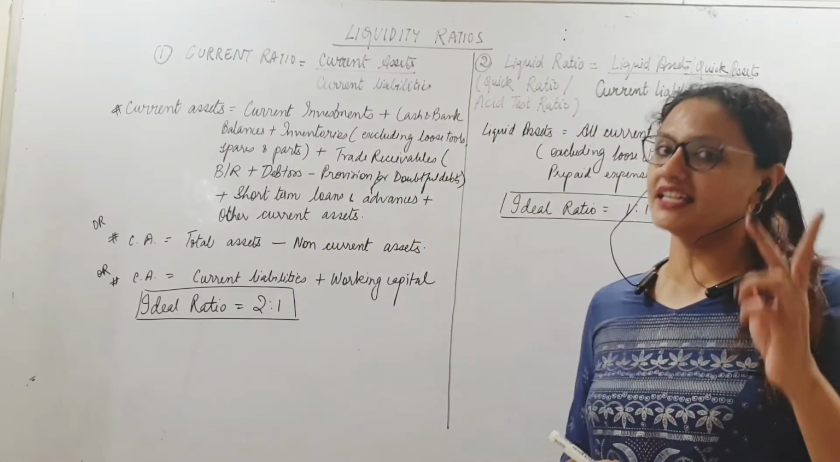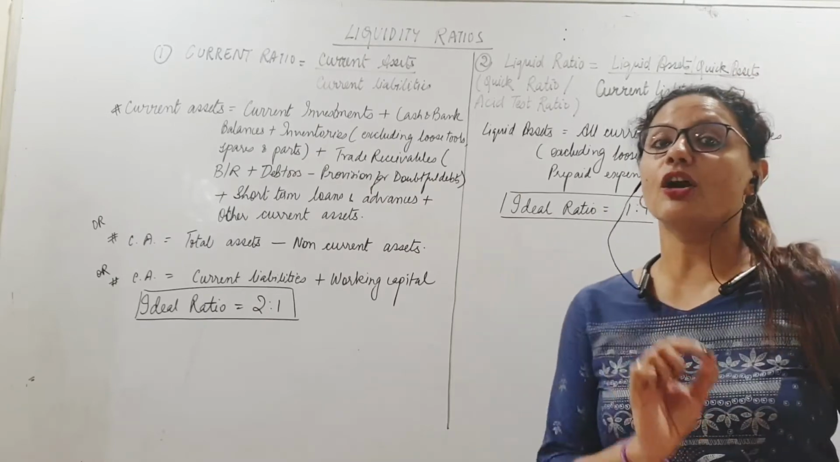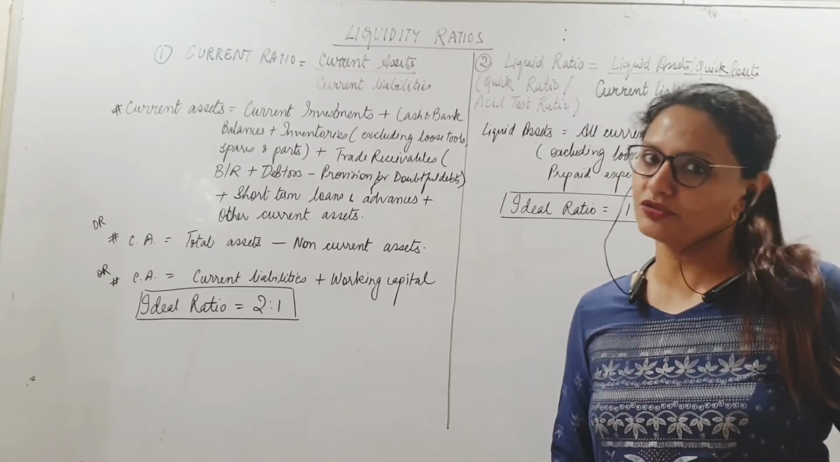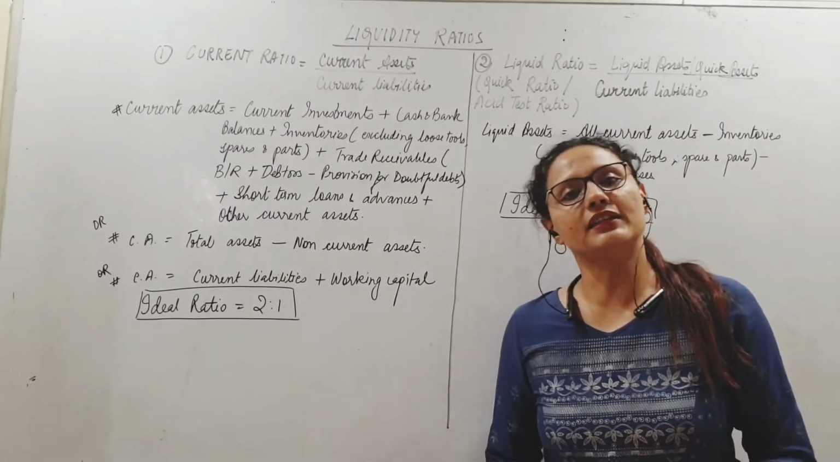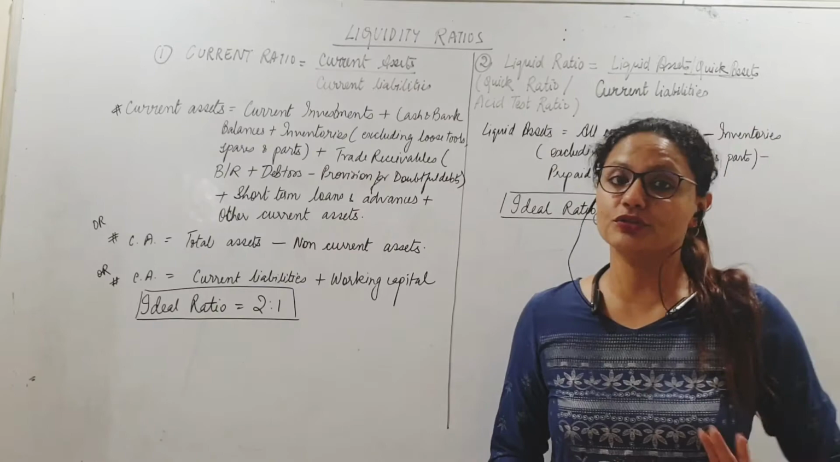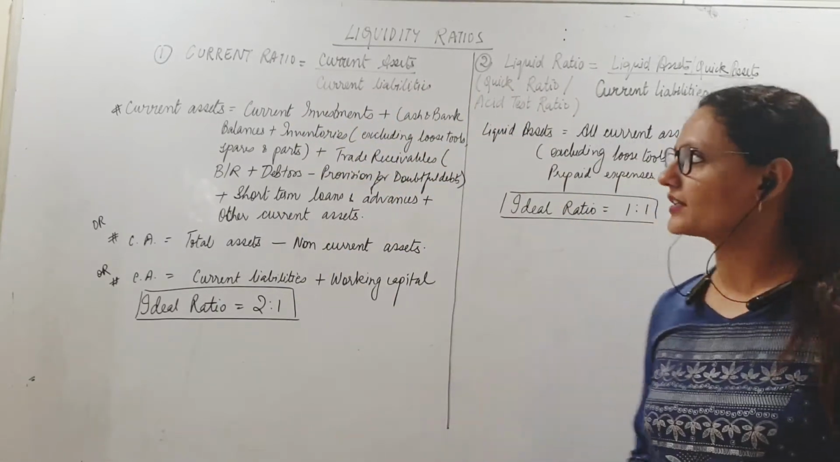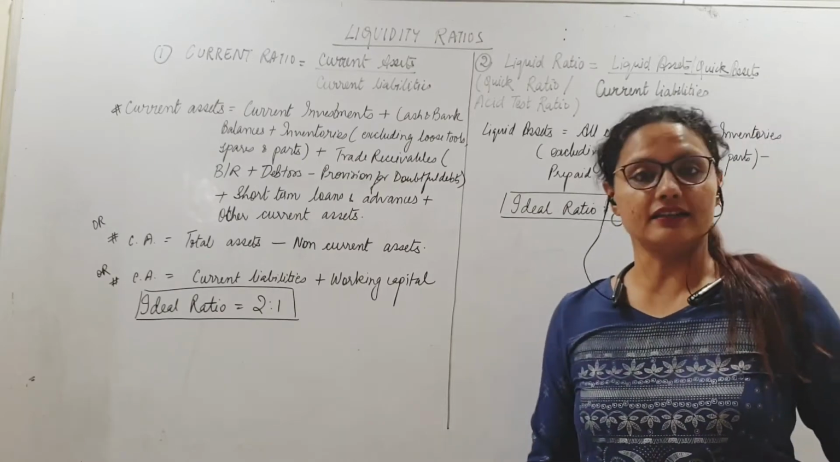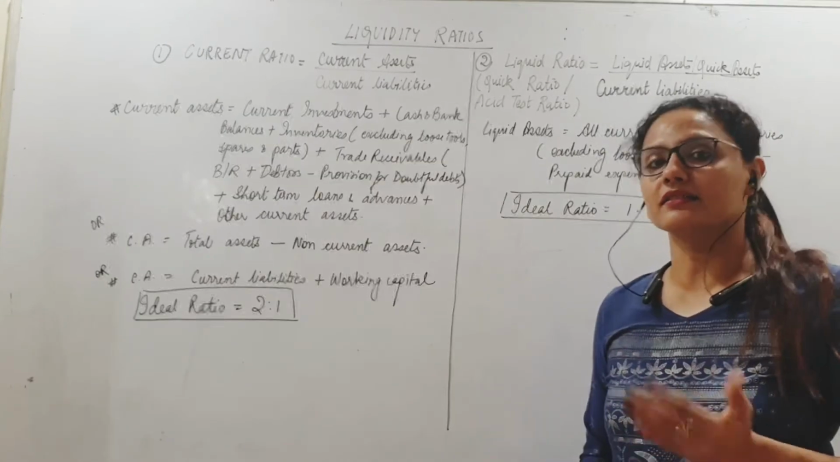We have only two ratios under liquidity ratios, which are also called short-term solvency ratios. You should know this, okay? Because sometimes in the sum they'll tell you just calculate the liquidity ratios. So you should know that both these ratios come under this category, okay? The first ratio is current ratio. Current ratio meaning current assets by current liabilities.